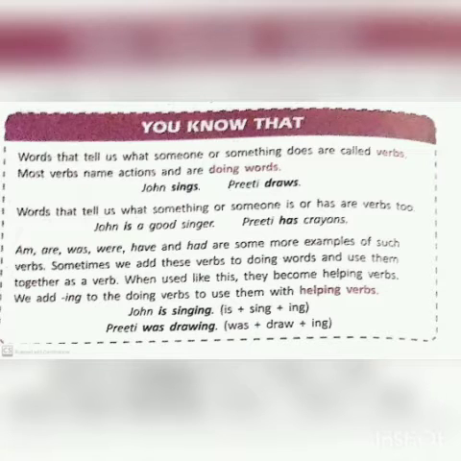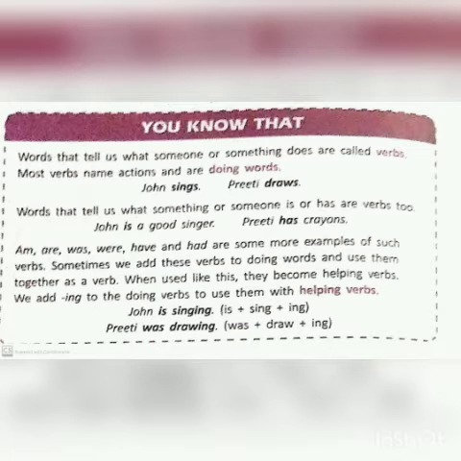Now, words that tell us what someone or something is or has are verbs too. What a person is or what someone has with him or her, that is also called a verb. Like John is a singer, Pretty has crayons. Am, are, was, were, have and had are some more examples of such verbs.